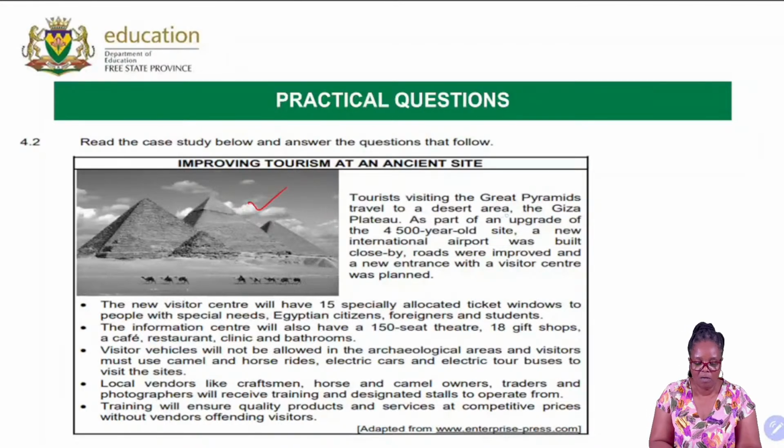Okay, let's go. Tourists visiting the Great Pyramids travel to a desert area, the Giza Plateau. So they're visiting what? The Great Pyramids. As part of an upgrade of the 4,500-year-old site, a new international airport was built close by. So we talk about upgrade.